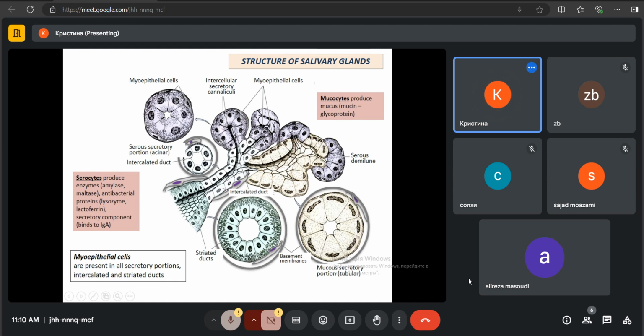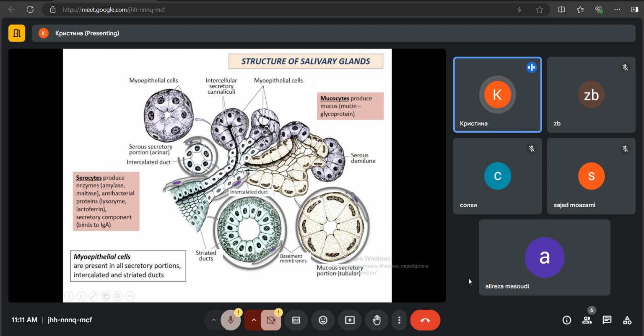Next, after the secretory portions, the excretory ducts start, and the first two types are intercalated ducts and striated ducts. Intercalated ducts are composed of one layer of cuboidal cells of the lining epithelium and myoepithelial cells.